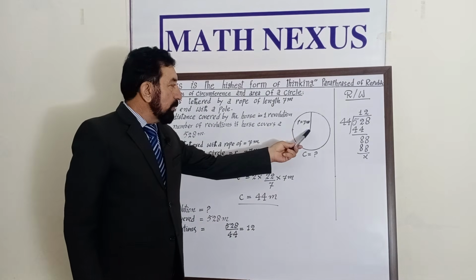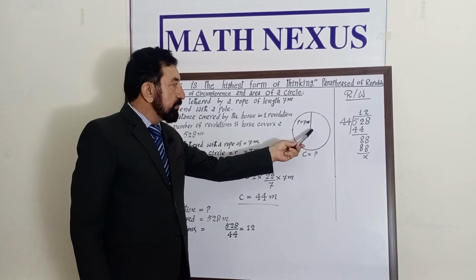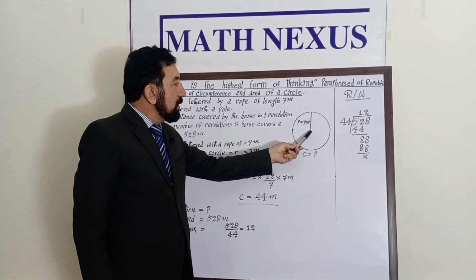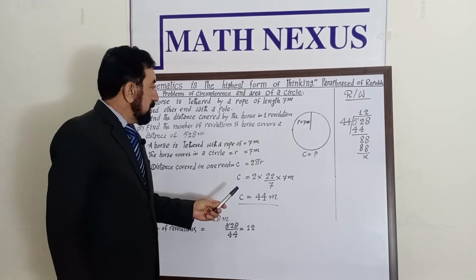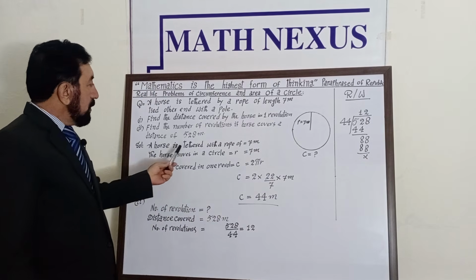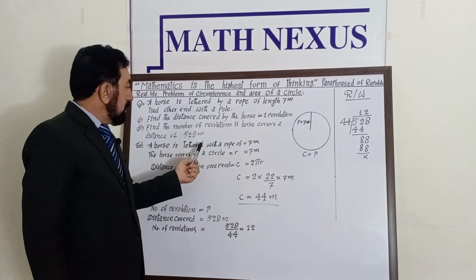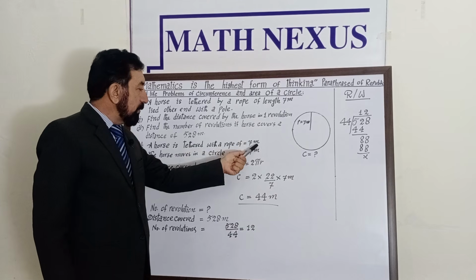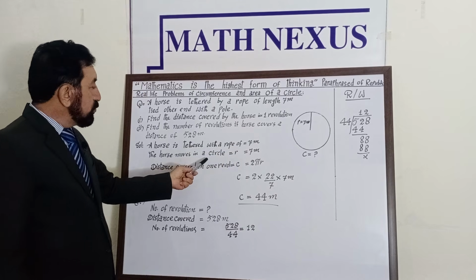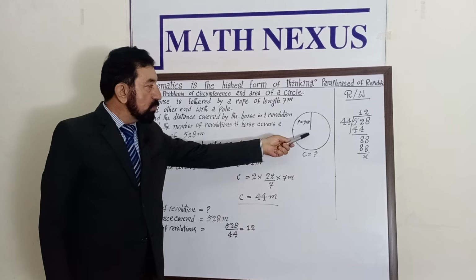Suppose this is a pole and this is a horse which is tethered with a rope of 7 meter. Now, a horse is tethered with a rope of 7 meter. The horse moves in a circle, r equal to 7 meter.